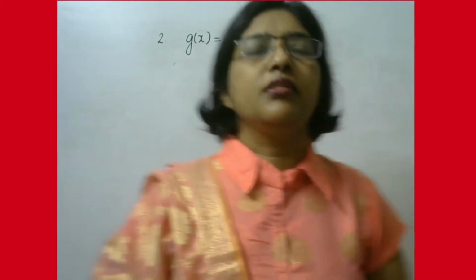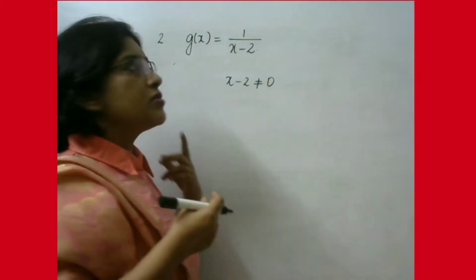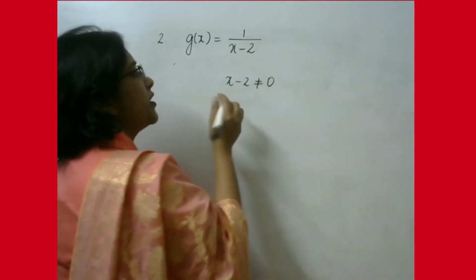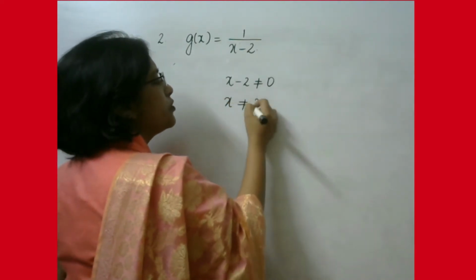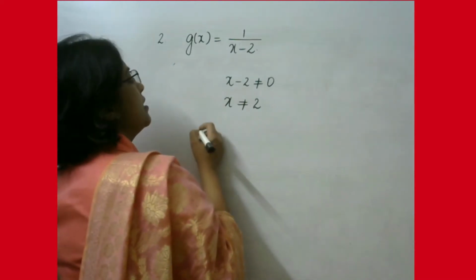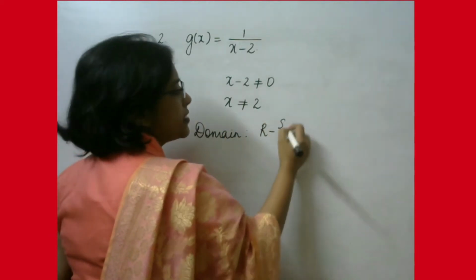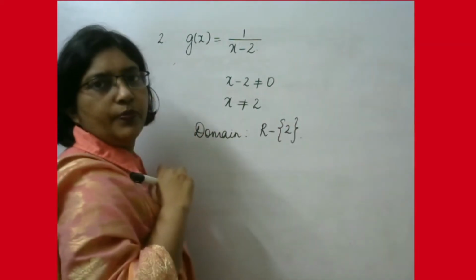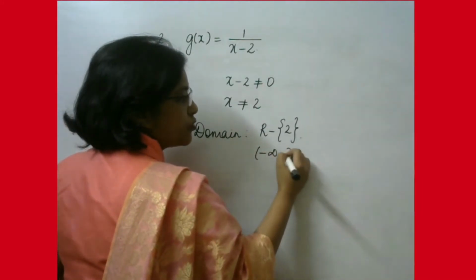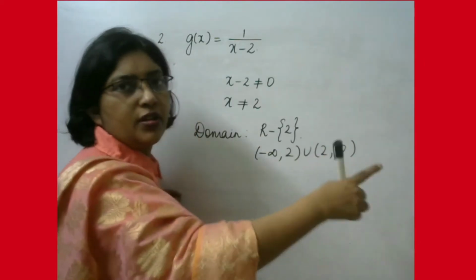Now let's consider another example. Let us take g(x) as 1 upon x minus 2. So we see that if the denominator is non-zero, this function is defined. So that means x should not be equal to 2. We are discussing about the pre-image value x, and so the domain is all real numbers except 2. Can also be written as minus infinity to 2 union 2 to infinity. This excludes 2 from all real numbers.